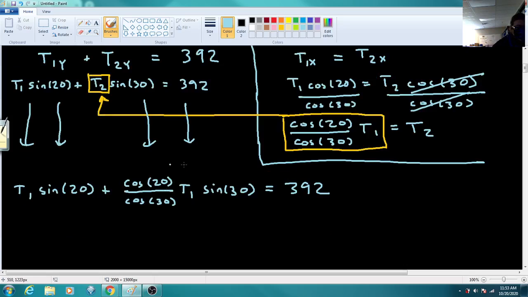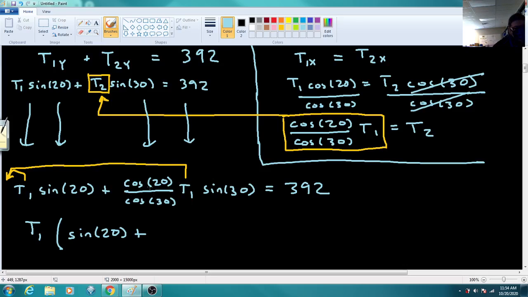Okay. Now, both of these terms on the left have at least one T1 in them. So I'm going to factor out that T1, and that's going to let me rewrite this as T1 times, if I remove the T1, the sine of 20 is left behind there. And if I remove the T1 from this term, the cosine of 20 over cosine of 30 and the sine of 30 are left. So we get cosine of 20 over cosine of 30 times sine of 30. And then that all equals 392.